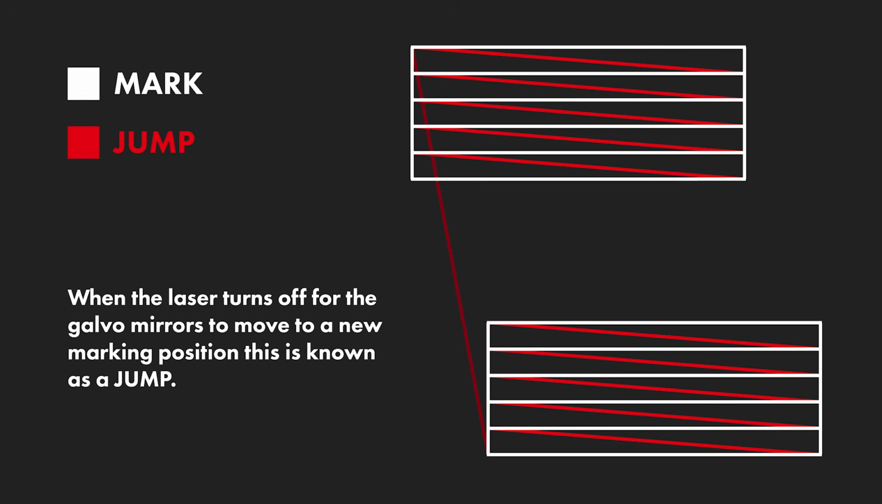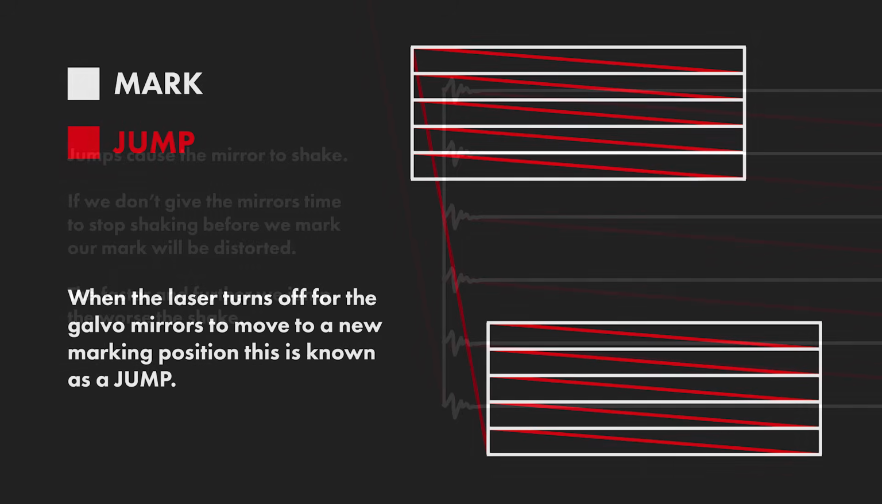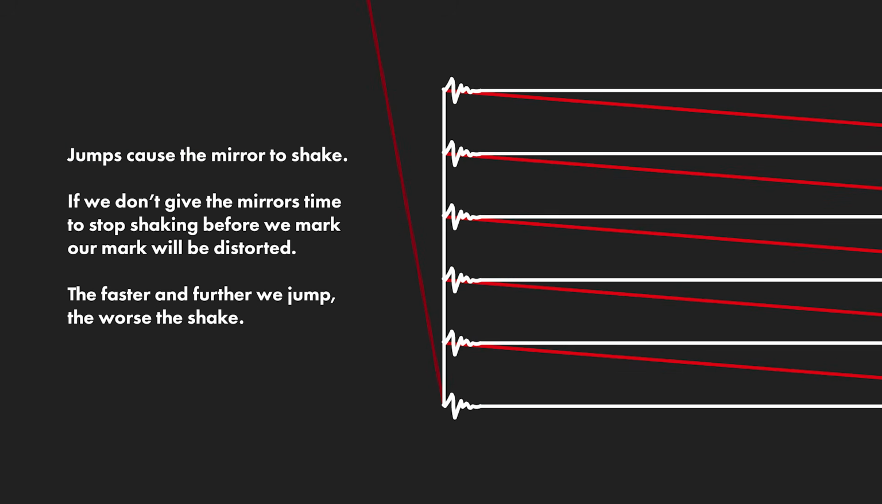When the Galvo mirrors must perform a jump from one marking position to another, they have to stop what they're doing very quickly and change direction. Once a jump is performed, the mirrors in their next marking position need a period of time or a delay to stop shaking before beginning the next marked curve. If we don't give the mirrors a long enough break, we'll start marking our next line while the mirrors are still shaking from the jump, which causes all kinds of nasty defects in our mark.